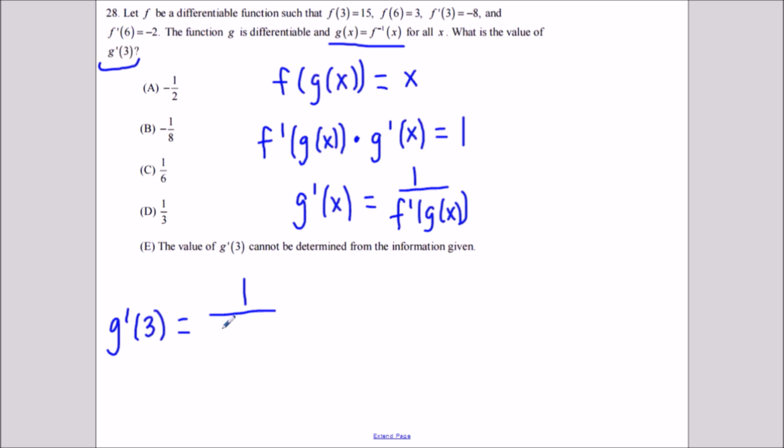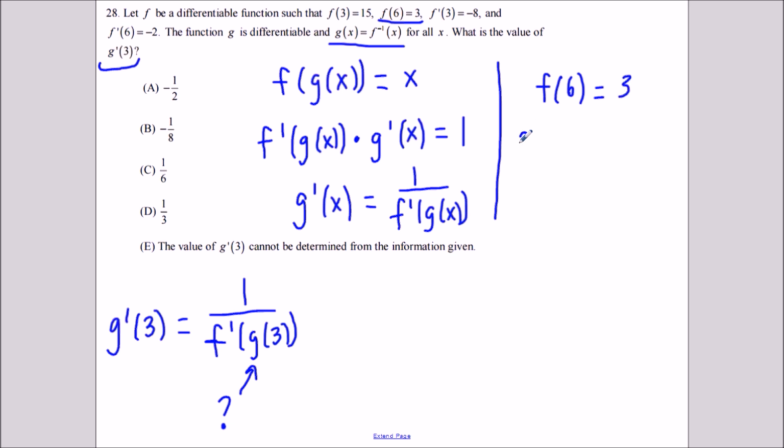So for this question, we want to find g prime of 3. Using the formula, we need to find 1 over f prime of g of 3. So the new question becomes, what is g of 3? To find g of 3, we're going to make use of this function value here, f of 6 is equal to 3. Because if we think about the concept of an inverse function, if f of 6 is equal to 3, then if we apply the inverse function, g, to both sides, that'll give us g of f of 6 is equal to g of 3. And on the left side, g and f are inverses, so they cancel.